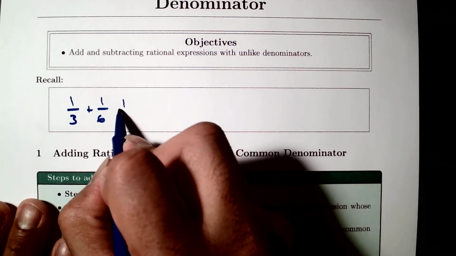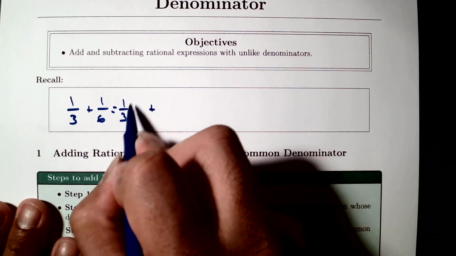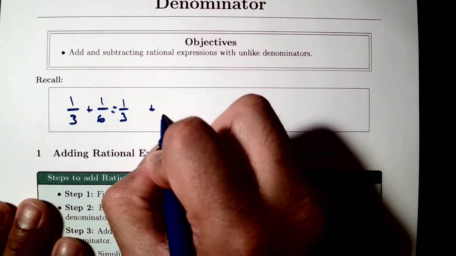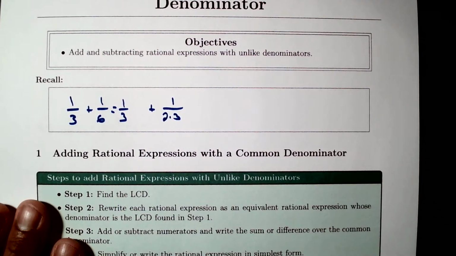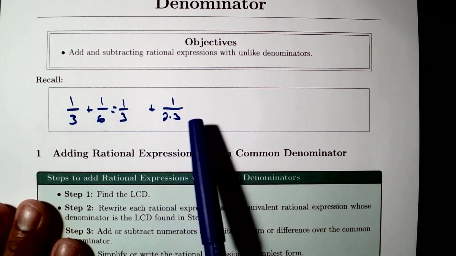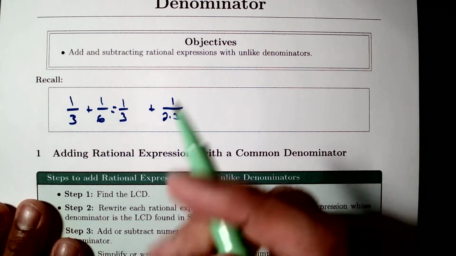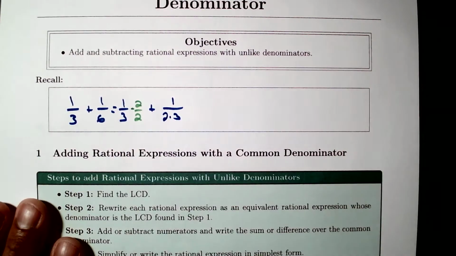The actual approach to this is: 1/3, this one stays the same. I'm going to leave space for missing factors. I'm going to factor the 6 as 2 times 3. Alright, so if we look for the missing factors, the missing factor would be the number 2 for the first fraction.